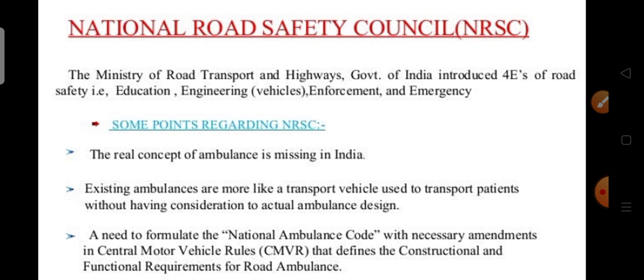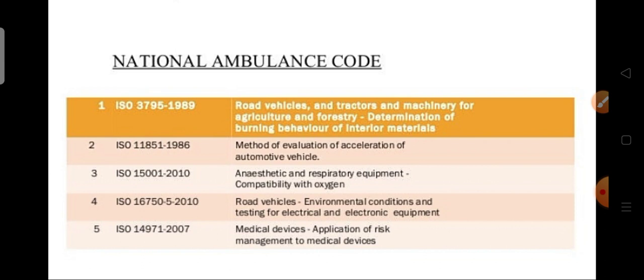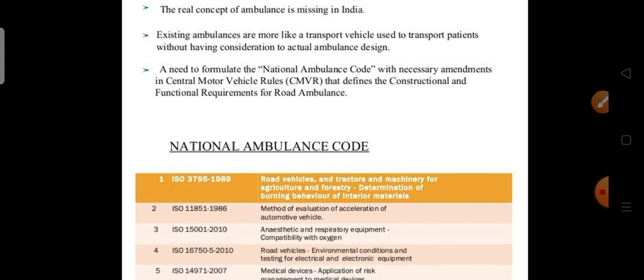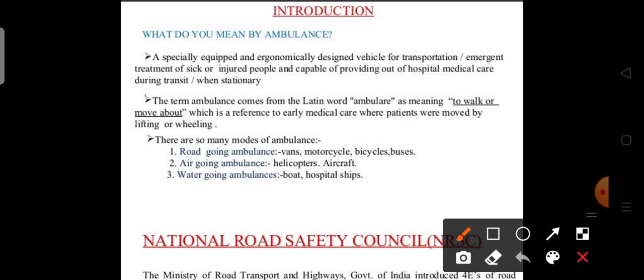National road safety covers all the points you have to keep in. The national ambulance code: road vehicles, tractors and machinery, agriculture and forestry, determination of burning behavior of interior materials. If you want, you can write it, otherwise you can just point these points, no need to write the rest. Up to here only you can write. Starting with the introduction, the definition or meaning of ambulance, you can write it. These other points no need to write.